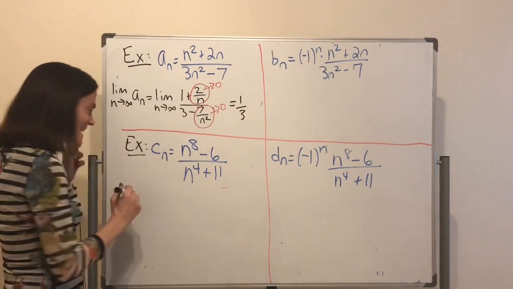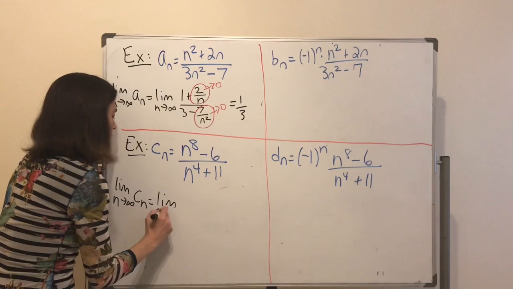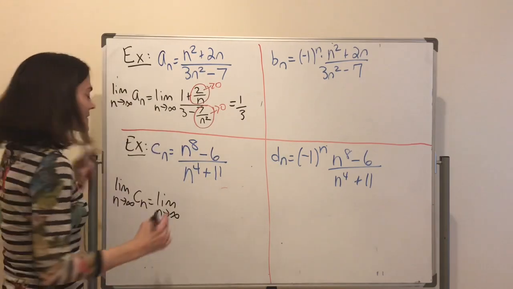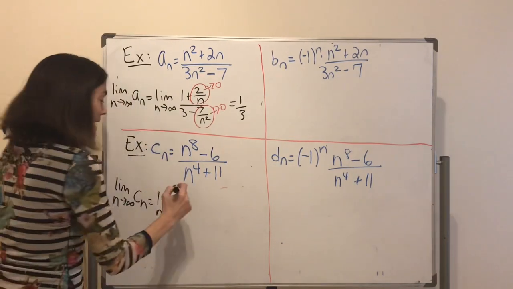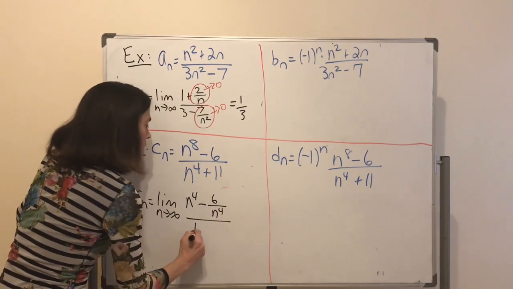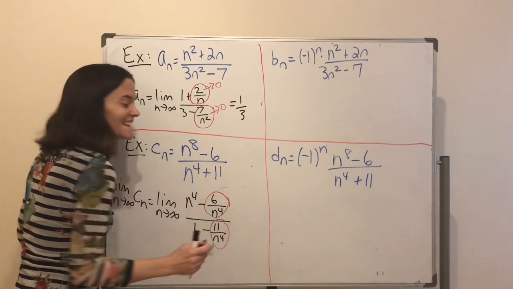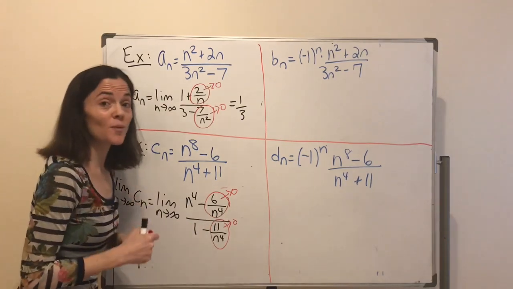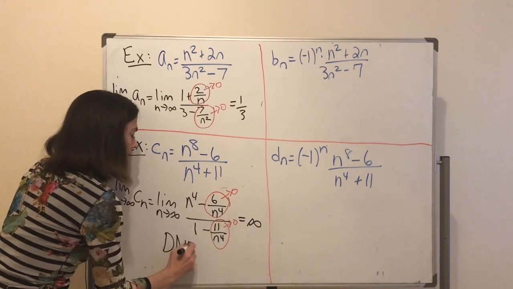Let's do this one, c_n. And again, this one is very much like in Calc 1, for example, where we can divide by, let's say, I'll divide by the highest power in the denominator. Although you have some choices here, I would get n to the 8 over n to the 4, which is n to the 8 minus 4, minus 6 over n to the 4, and then I have 1 minus 11 over n to the 4. This term and this term, they both go to 0. The denominator is approaching 1, but the numerator is growing without bound. This limit is infinity, or does not exist as a finite number.